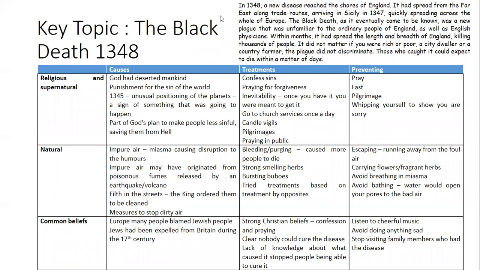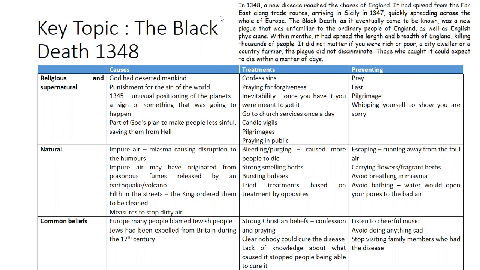The key thing with this was, in the past, the rich could possibly buy more effective treatment, etc. But the Black Death did not discriminate. If you caught it, you could expect to die within a matter of days. So with this, the causes, the treatments, and preventions are all very similar.